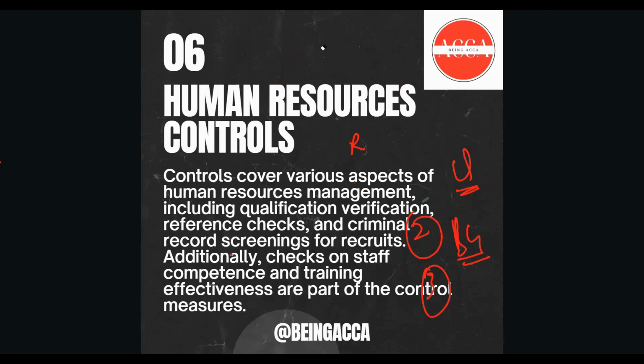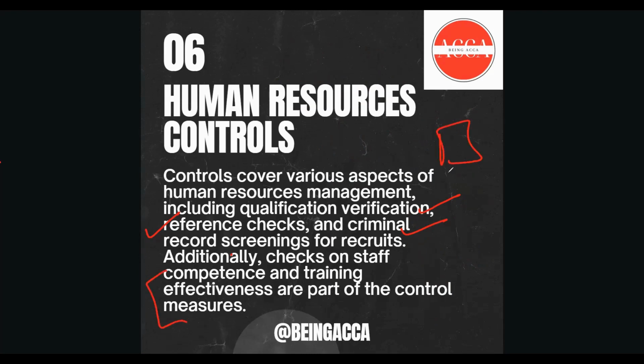So let me quickly read this paragraph for you. Controls cover various aspects of human resources management, including qualification verification, which we just discussed, reference check, which we just discussed, criminal record screening for recruits, which we just discussed. Additionally, checks on staff competence and training. Again, there can be a scenario where, if in your resume you have written that I know Tally software, or I know Busy software, or I know Excel, they will ask you a few questions from that, just to know that yes, you are competent in that particular software. So these are some of the controls which HR put in place, so that they have quality employees in their company.